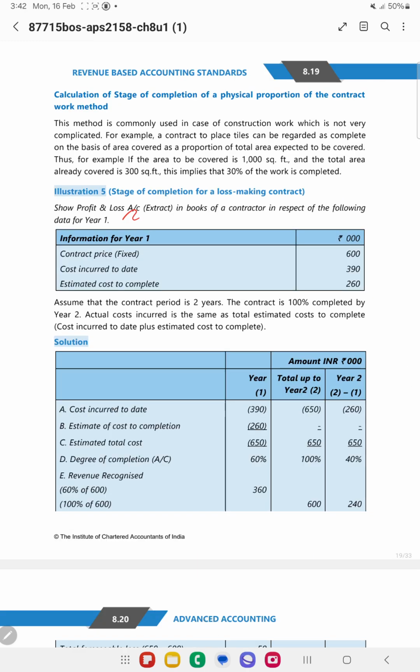Now, here what they have told is, basically in the books of the contractor, in respect of the following data for year 1. So contract price is how much? 600. Cost incurred till date is 390.